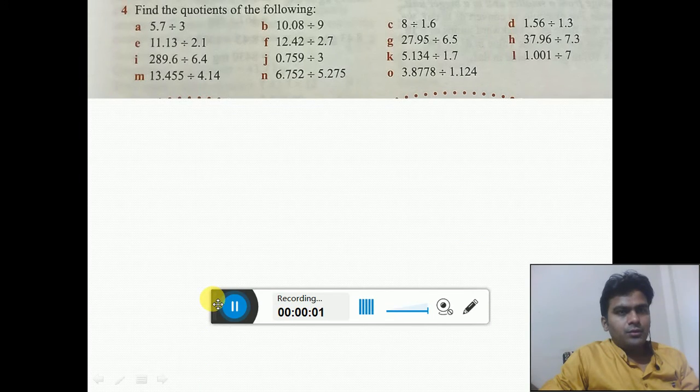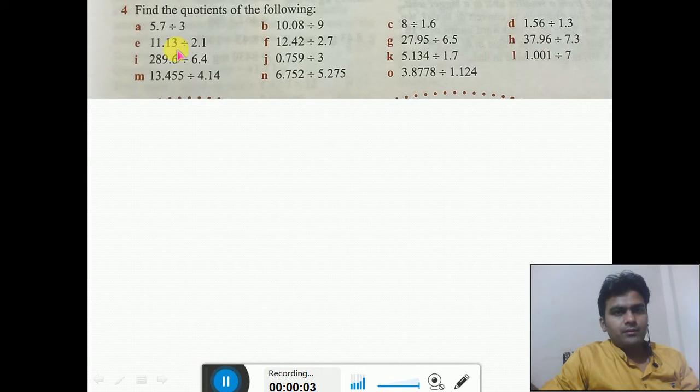Question number 4. Find the quotient of the following. In the previous question number 3, we have seen the divisor as a whole number. So in this question also, question numbers A, B, J and L, the divisor is a whole number. So easily we can solve these questions based on the previous question.